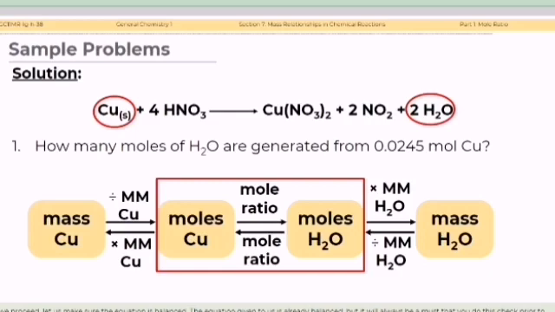For the first question, we are concerned with the conversion of moles of copper to moles of water. By looking at the diagram, notice that we only need the mole ratio of copper and water as stated in the chemical equation.